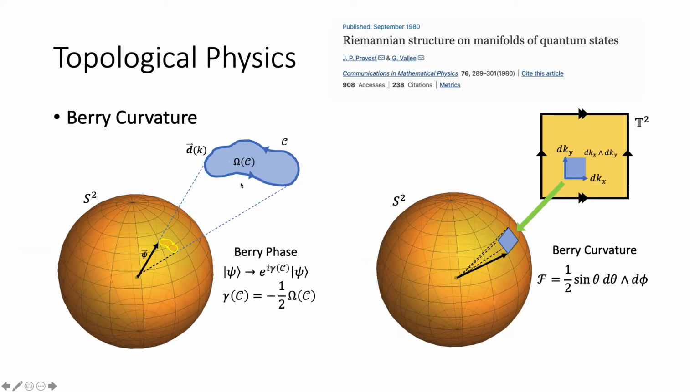Now, can quantum states have a form of curvature as well? Yes, they can. This is known as Berry curvature. If you adiabatically transport a quantum state in a loop in parameter space, then when it returns to its original point in parameter space, the quantum state will have picked up a phase. This is known as the Berry phase, and is similar to the rotation of the vector. Now, if you shrink this loop down to an infinitesimal point, then you calculate a quantity called Berry curvature.